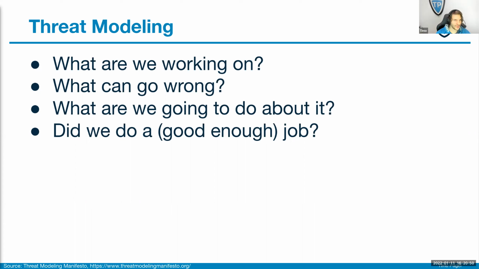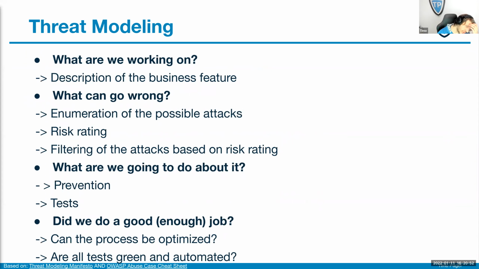And I have tried to map this a bit to testing. So what are we working on? That is a description of the business feature, for example. Then the question, what can go wrong? That is the enumeration of the possible attacks. Then you might perform a risk rating, you perform a filtering of the tests. And here is where you might also start to do it as abuse.